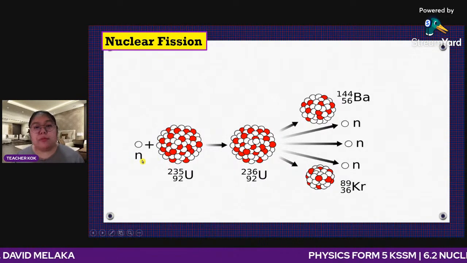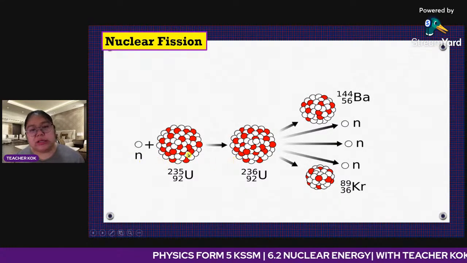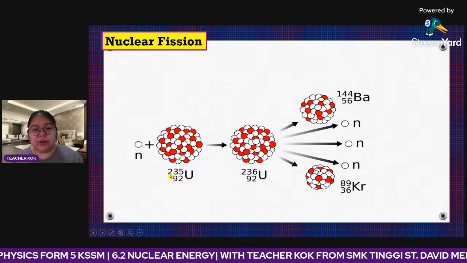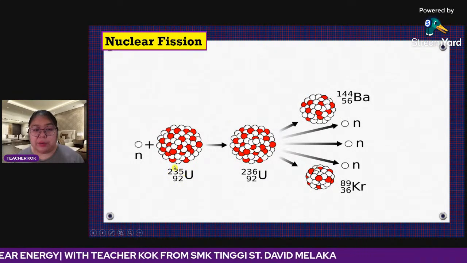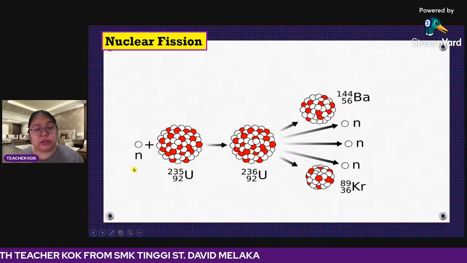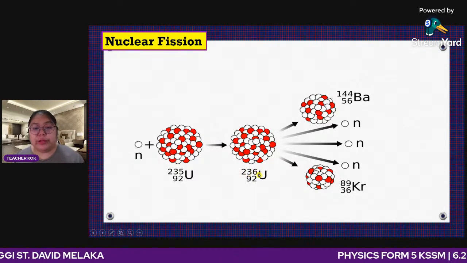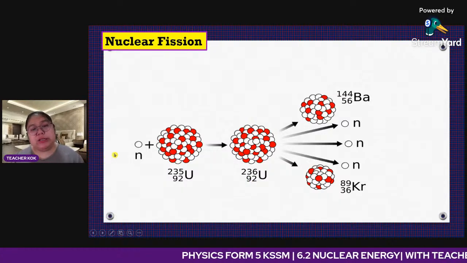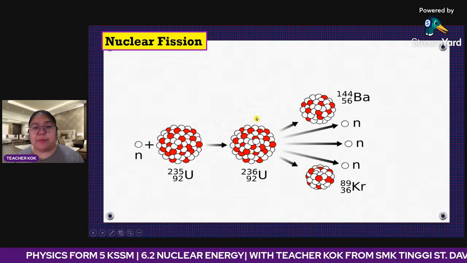So the neutron must be very fast. After that, it hits the uranium, and when it just hits the uranium, they combine together. When they combine, you can see the nuclear number 235 will plus 1 because a neutron has a nuclear number of 1, so this becomes 236. Then the proton number has no changes. So when it hits the uranium, it becomes an unstable nucleus.